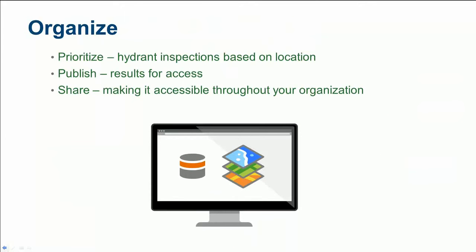Let's break down the first step, organize. Organizing data is broken down into 3 tasks: prioritize, publish, and share. For hydrant inspections, we prioritize by identifying the hydrants that need to be inspected based off of their geographic location. We then publish the results to our organizational site and share that content with specific users within our organization. So rather than talk about this, I'm going to turn it over to Claire to demonstrate how to accomplish these tasks. Claire?